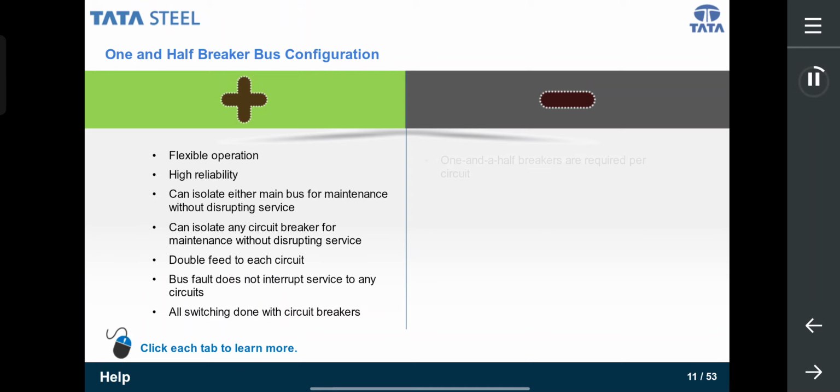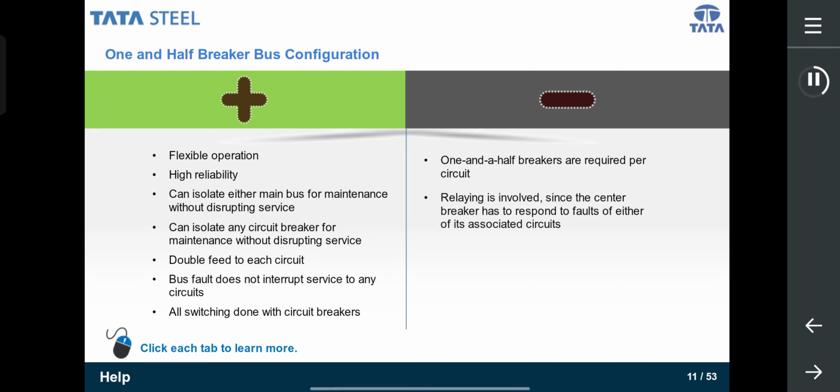Disadvantages are 1.5 breakers are required per circuit. Relaying is involved since the center breaker has to respond to faults of either of its associated circuits. Land requirement is more.